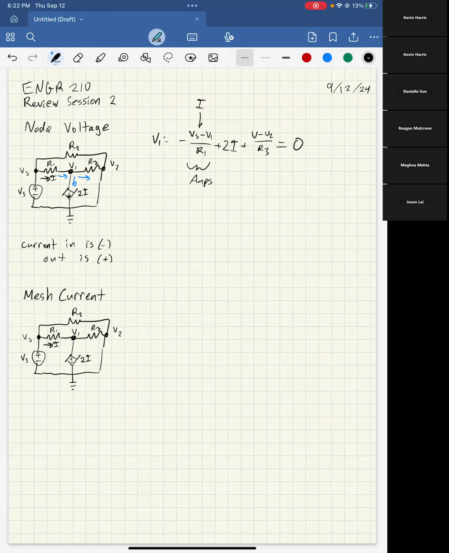So here for mesh current, we define some imaginary currents in the different circles of our circuit. Usually it is customary to make them go counterclockwise. It just makes your math nice and consistent. Let me make these a different color for emphasis. So here, this can be I1.